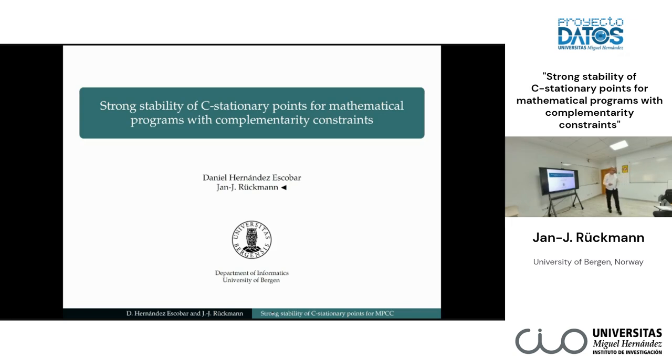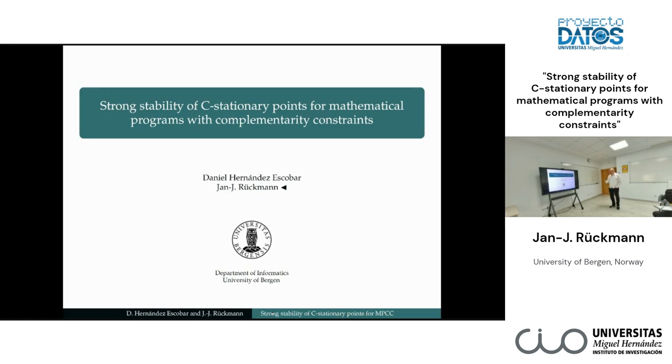There are several stationarity concepts. I'm going to come back to this in a moment with more details. We are focusing on C-stationary points, as you can see. There are other concepts: M-stationarity, P-stationarity, and so on. For them, we try to focus on the property of strong stability. I will come to what that means in a moment. Strong stability refers to well-posedness properties: existence, uniqueness, and continuous dependence on the data. We did it for several classes of stationary points. Here we focus on C-stationarity, but there are also existing results for others. I will say a word about the motivation for C-stationary points in a moment.